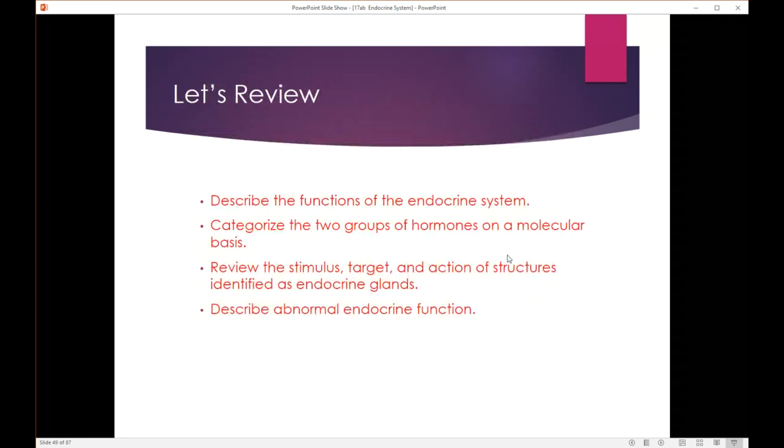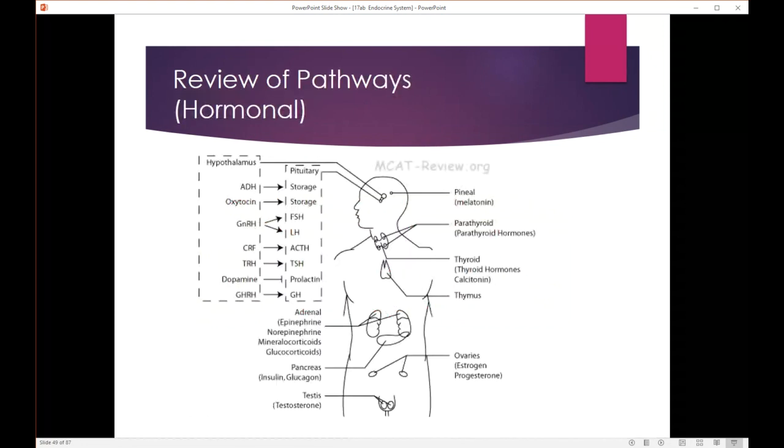Okay. So what I would like you guys to do is to make sure that you can review these, describe the functions of the endocrine system, and categorize the groups of hormones on a molecular basis: how does each of them get into the cells, and what kind of action is it going to cause. Review the stimulus, the target, and the actions of those structures identified as our endocrine glands, and then describe any abnormal endocrine function. So I encourage you to pause this and see if that's something that you can do on your own before moving forward.